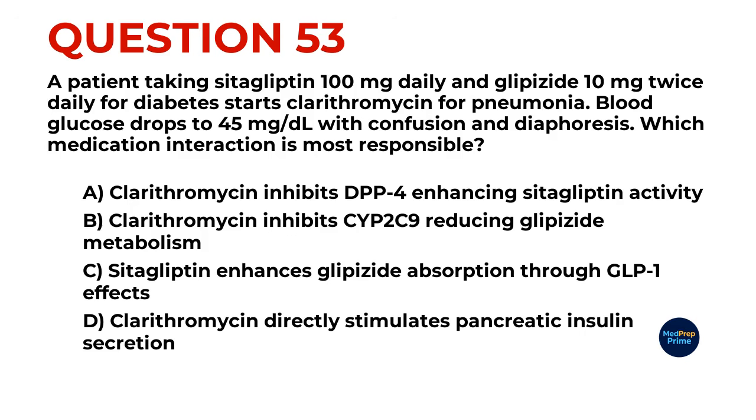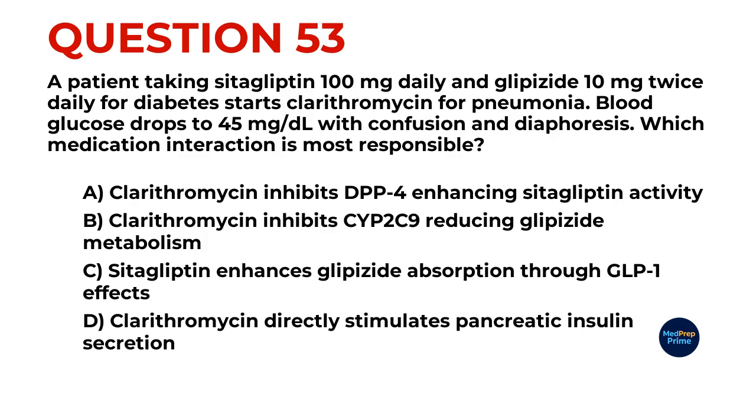A patient taking sitagliptin 100 mg daily and glipizide 10 mg twice daily for diabetes starts clarithromycin for pneumonia. Blood glucose drops to 45 mg per deciliter with confusion and diaphoresis. Which medication interaction is most responsible?